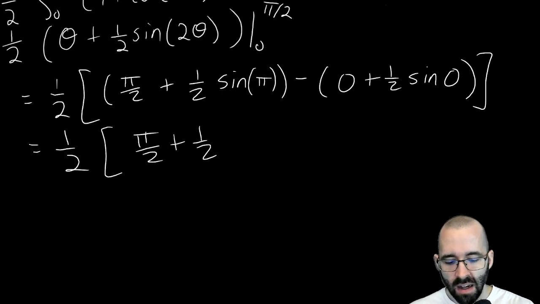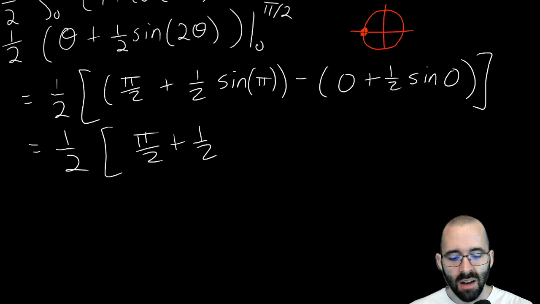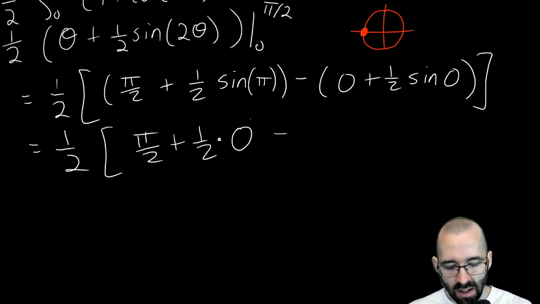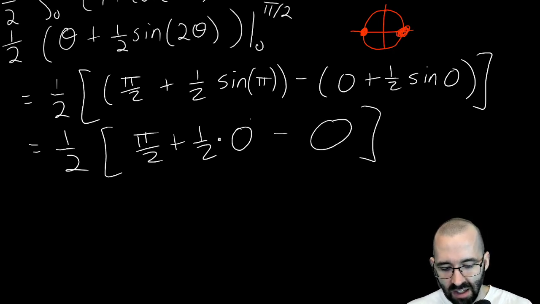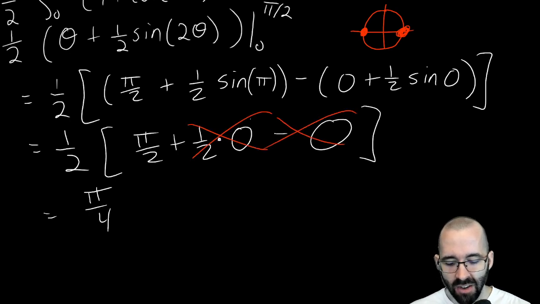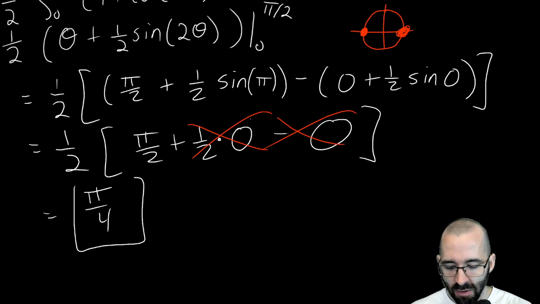What is the sine of pi? Pi is a quadrantal angle. We can think about the unit circle. Sine is the y-coordinate. So what's the y-coordinate at pi radians? Well, the y-coordinate is 0. And same with 0, sine of 0. That's the y-coordinate is 0, which is also 0, so that whole second thing is 0. We got a lot of zeros, everyone. We're just left with pi over 4, right? Because that's zeroed out. 1/2 of pi over 2 is pi over 4.